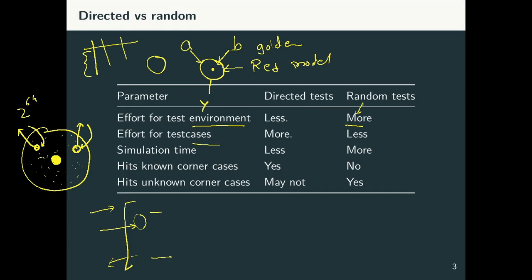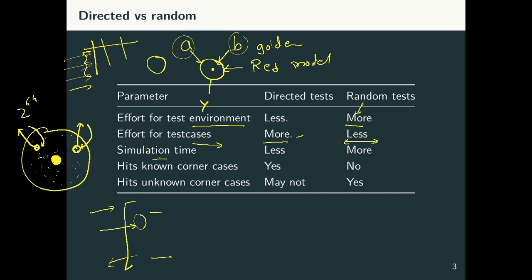The effort for writing test cases with random tests is relatively less, because once we have defined the environment and once we have defined our random number generators, then we just need to provide our list of constraints and the generator will generate all the vectors for us. Whereas in case of directed, we have to manually write out each line of our test vector and then apply it. So for the test cases of directed tests, the effort is more.